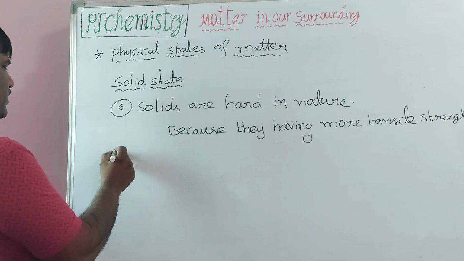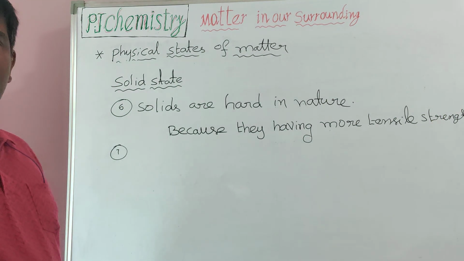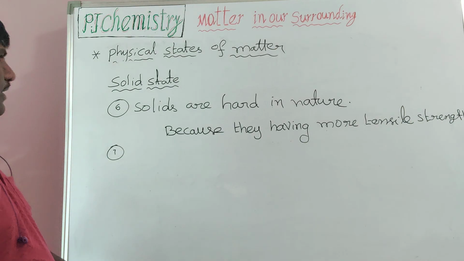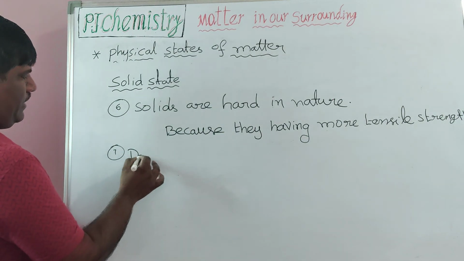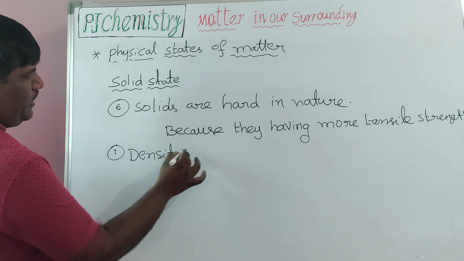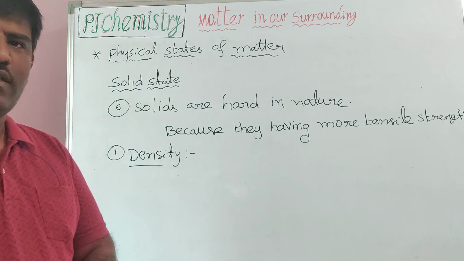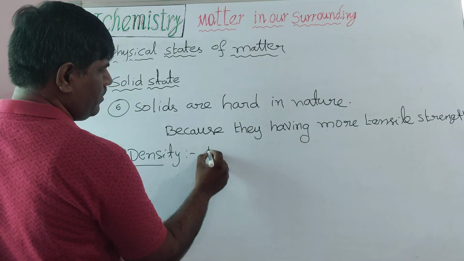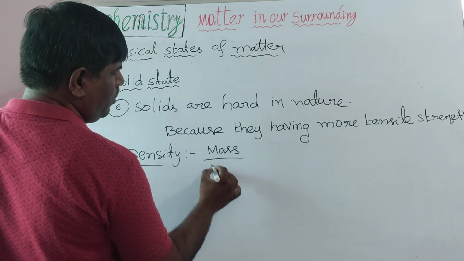Next, diffusion. What is meant by, sorry, diffusion is over, no? Next, density. What is meant by density? Density means mass by volume. That is the formula. Mass by volume.